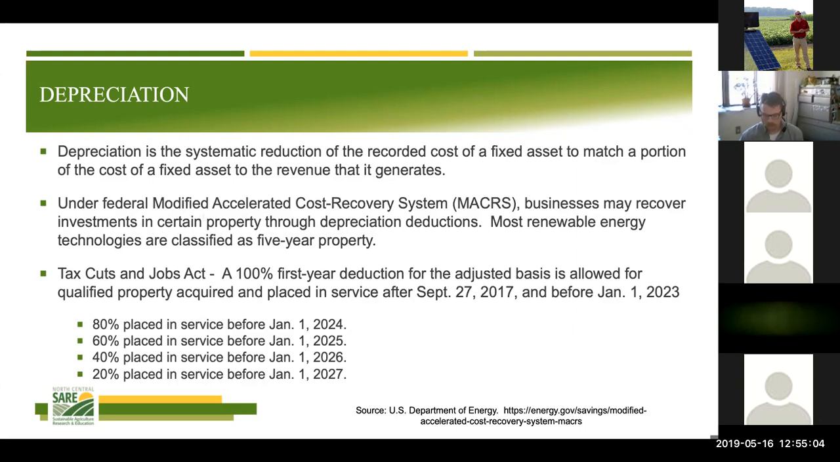Another thing to note: the Tax Cuts and Jobs Act did set in place 100% bonus depreciation in year one for projects that are installed before January 1st of 2023. And then you can see there's a schedule in terms of what the bonus depreciation would be based on when that system's put in service.